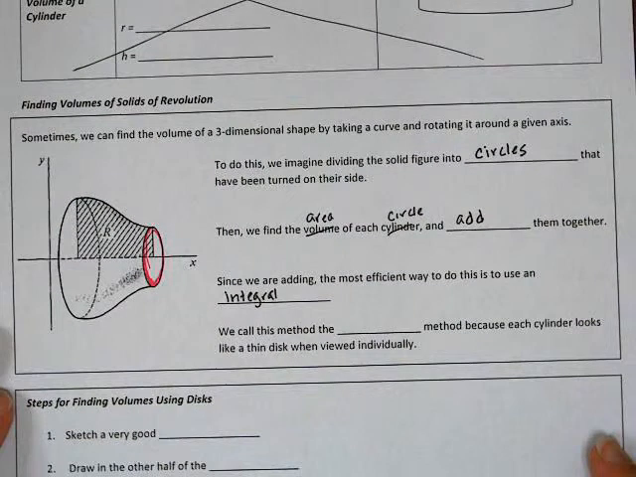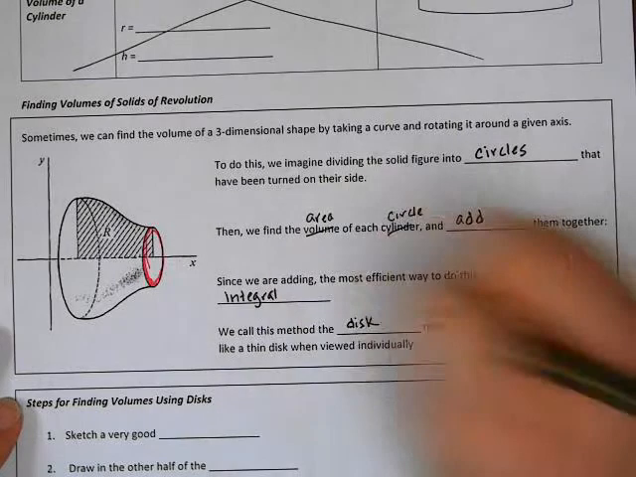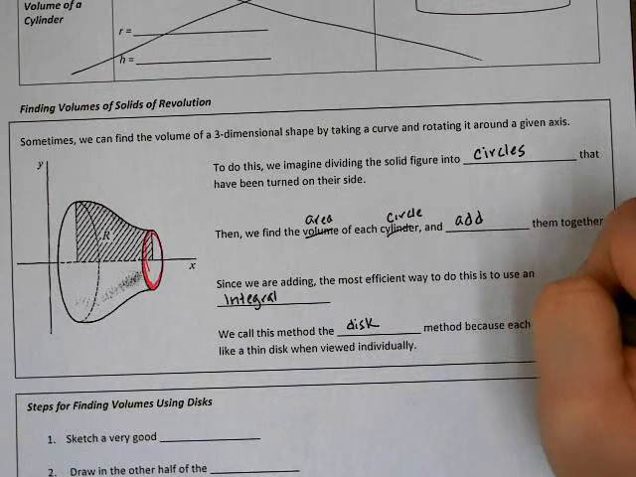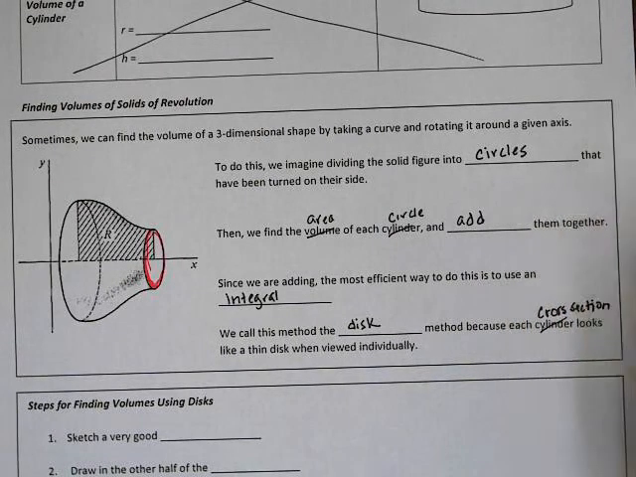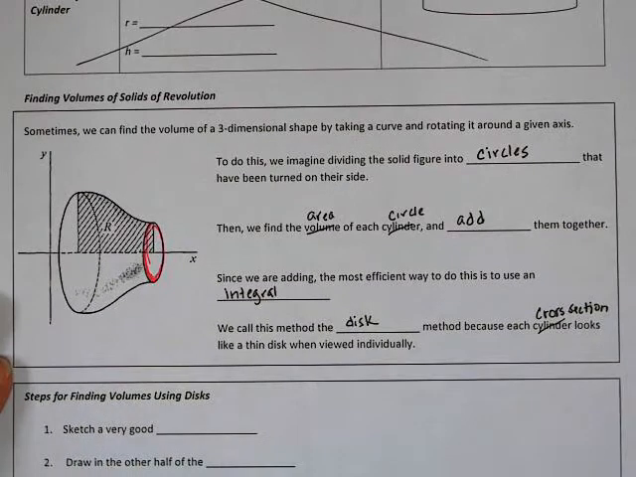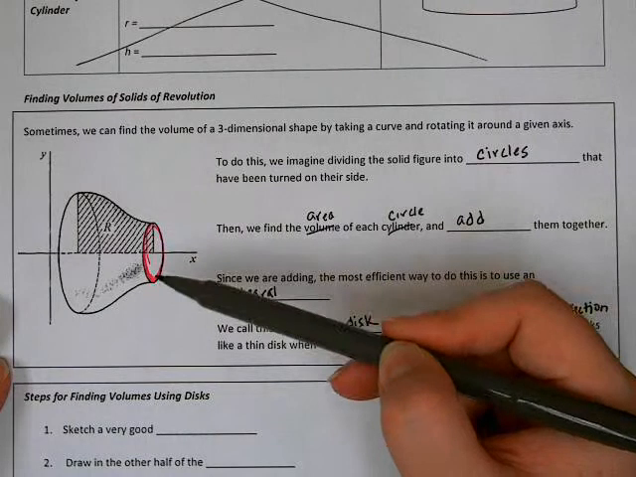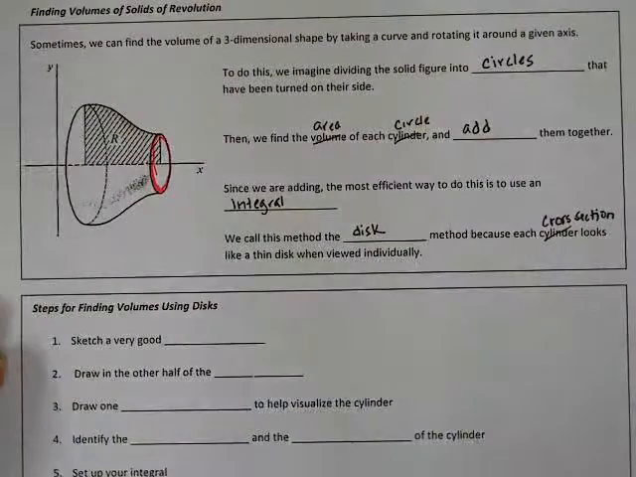And we call this method the disk method because each cross section looks like a thin disk when viewed individually. So, for example, if we were to take just that pink circle, it would look like a flat disk. So, we've got some things we got to do here.